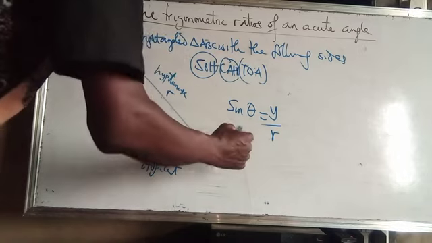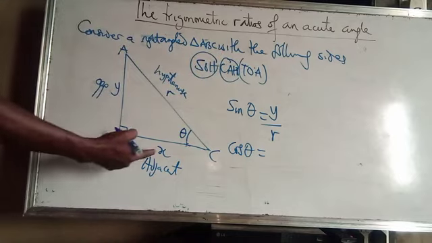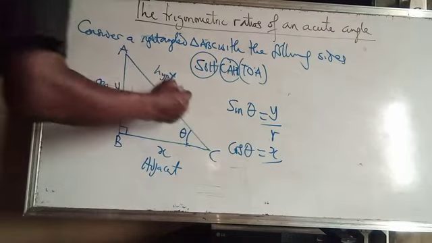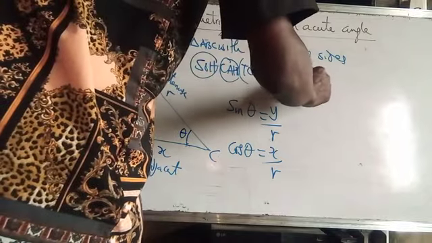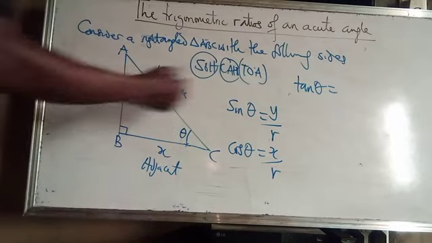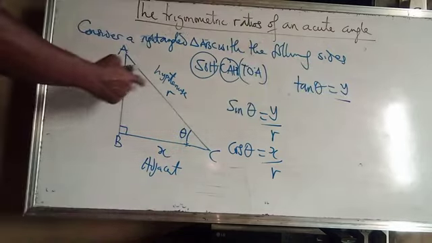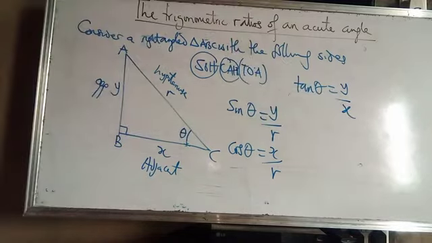Then cos theta will be adjacent over hypotenuse. That's x over r. Tan theta will be opposite over adjacent. That's y over adjacent, and our adjacent is x.